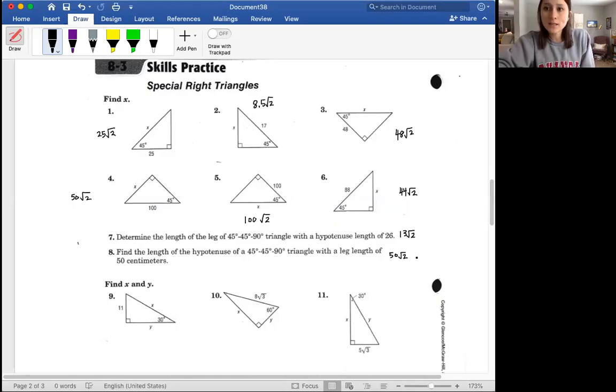Okay, our next lesson, our next video, will be going over another type of special right triangle. So we're only doing half of this lesson in this video, and I'm breaking this up into 2 parts so that you're not overwhelmed with new information. But that's all I have.